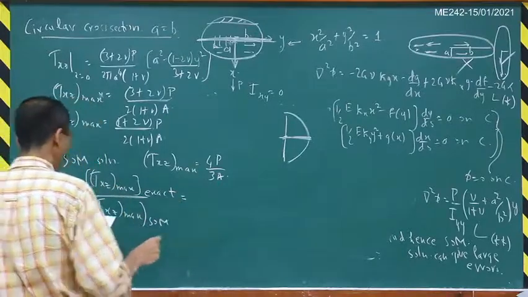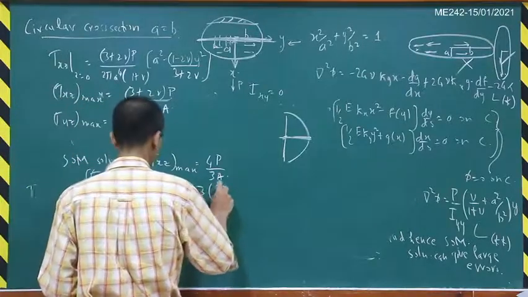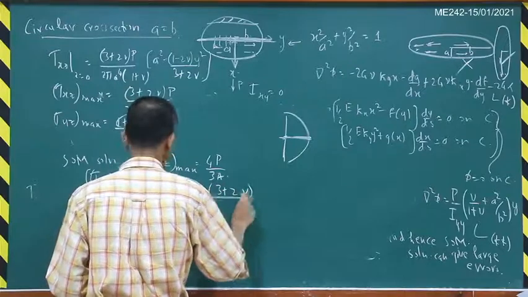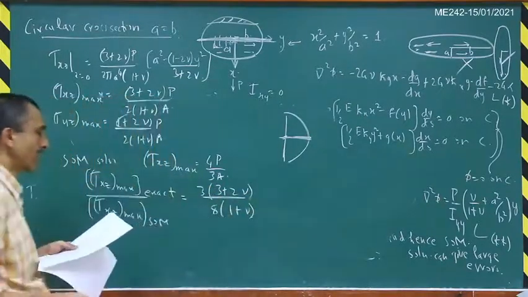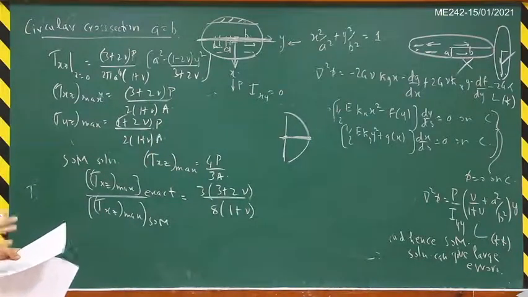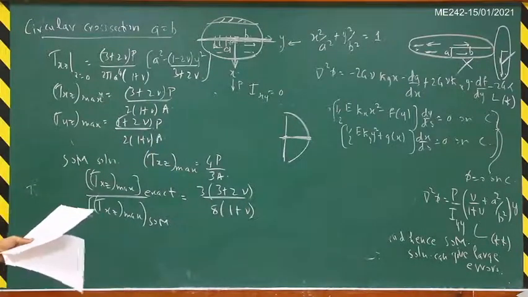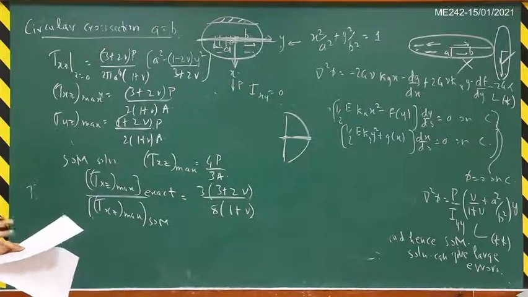So you will get that this is equal to 3 into 3 plus 2 nu divided by 8 into 1 plus nu. Okay, so this is the result that you will get. So if it is close to 1, then you are fine, correct? But if you are very far from 1, then there is a problem, correct?